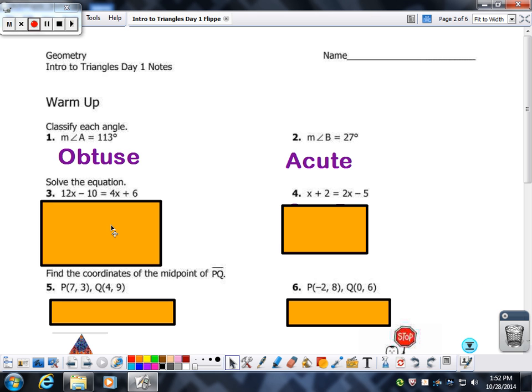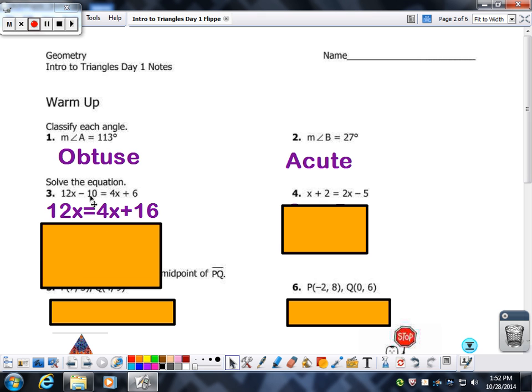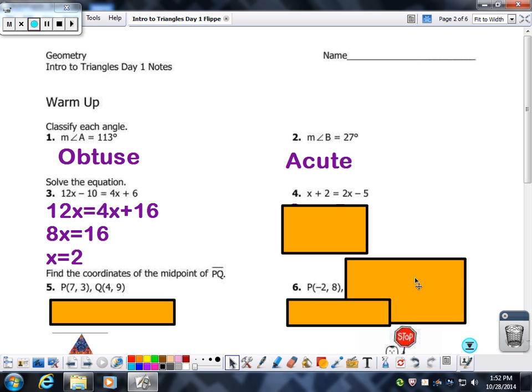Number 3 asks us to solve the equation 12x minus 10 equals 4x plus 6. If we add 10 to both sides, we'll get 12x equals 4x plus 16. Subtracting 4x would then give us 8x equals 16. And if we divide both sides by 8, we should get x equals 2. You can always plug back in to check.